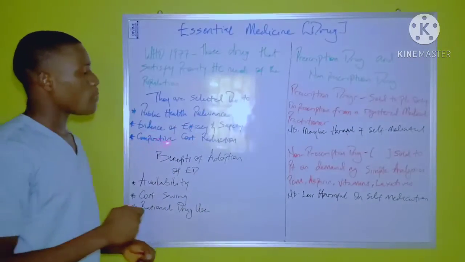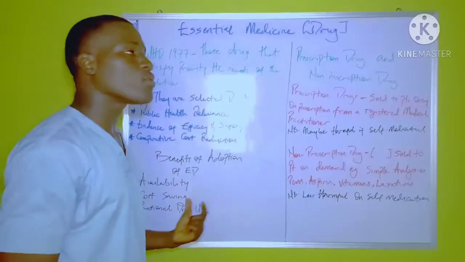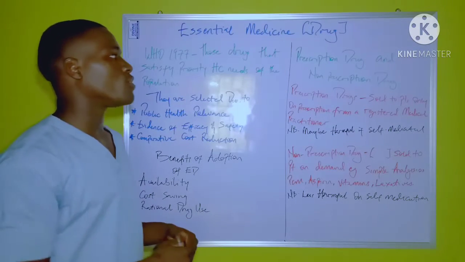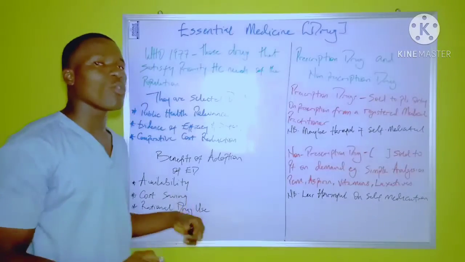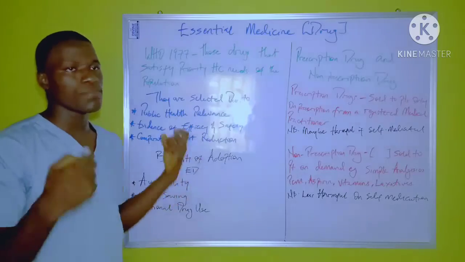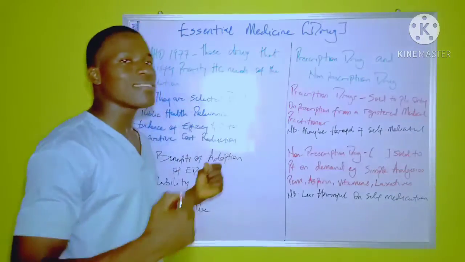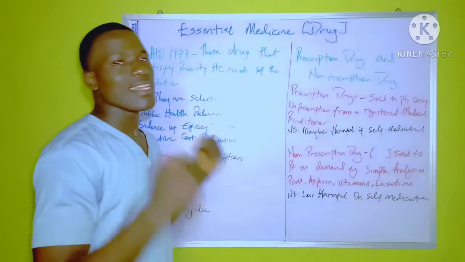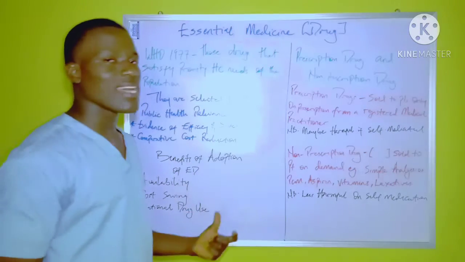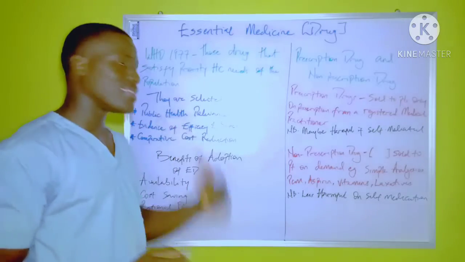Then the next was comparative cost reduction, and the purpose of selecting the drug was to reduce the cost of the drug. That is to say that these drugs are cheap and they are readily available for the population. So one thing you should know is that these essential drugs are meant to be always available in sufficient quantity at various healthcare delivery centers in order to make use of them when necessary.